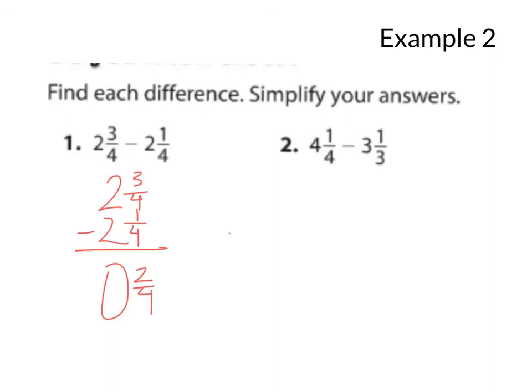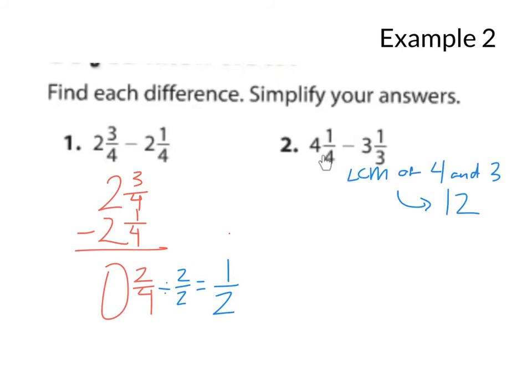Man, Mr. C, that was pretty easy. They had the same denominator already. I could subtract, and 2 minus 2 is 0. So my answer would be 0 and 2/4. Oh wait, I did not simplify. I can simplify 2/4. Divide by 2 over 2, and I get 1/2. You don't need to write a 0 there. Just 1/2. Next one in 3, 2, 1.